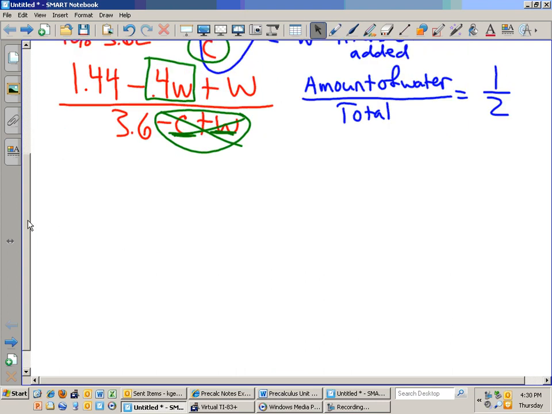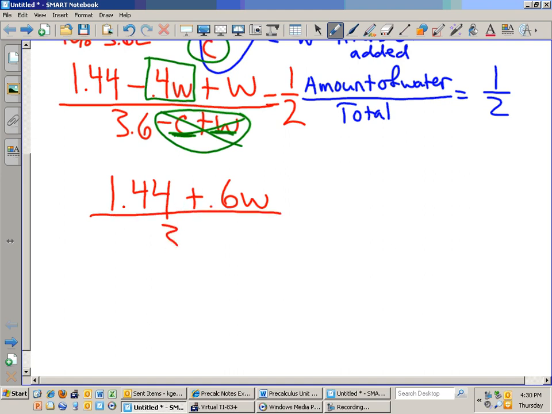Remember, it's equal to 1/2, 50%. I'll write the equation out. 1.44, that represents the amount of water currently in the tank, minus 0.4 W plus W, which will be plus 0.6 W, divided by 3.6 is equal to 1/2.